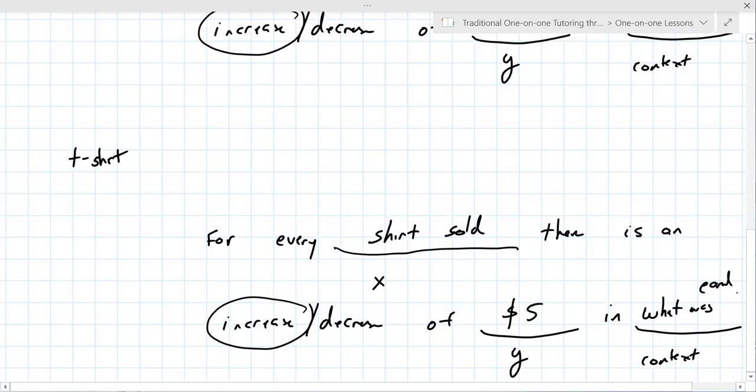So do you see how we can use the same sentence every time? But we have to include these elements. All right, yeah, that makes sense. So it's for every thing that you're doing, there is either an increase or decrease of whatever that Y part is. And then you have to put the context in, which is in what was earned. Yeah, that's actually pretty helpful because I bet I'll have a question just like that.